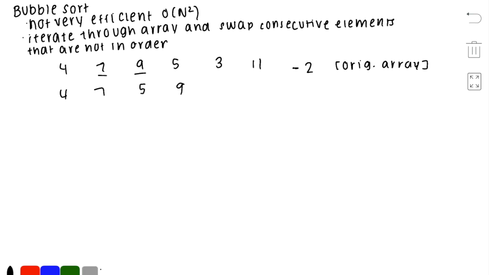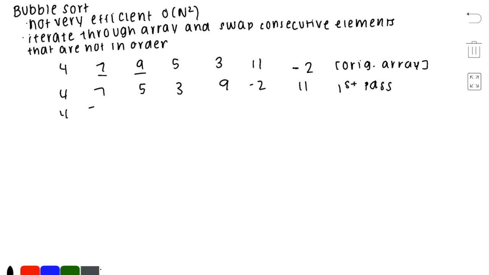9 and 3 are also out of order, so we would swap those. 9 and 11 are in order, so we'll keep that the same. And then 11 and -2 are out of order, so we'll swap that. And so this is our first pass with the bubble sort. Okay, let's do this again.